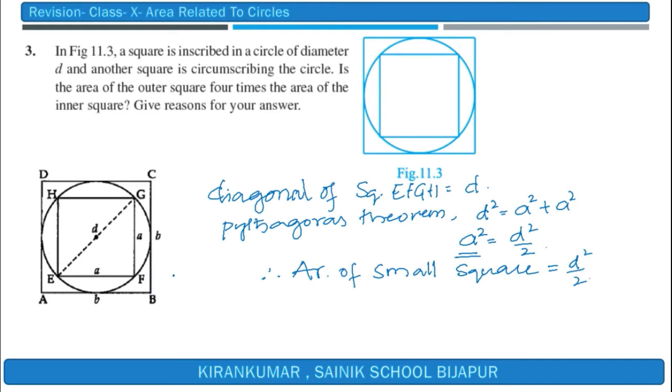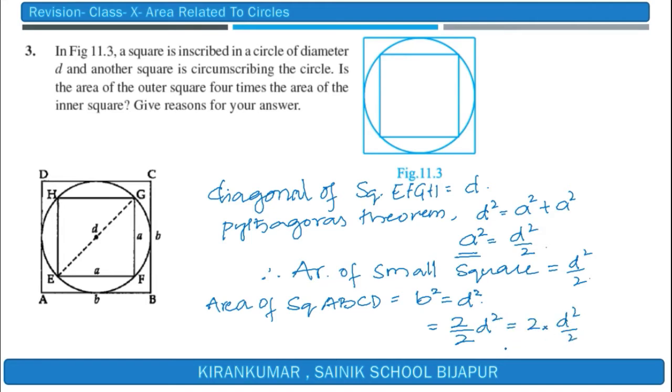Now observe carefully the outer square has got side b units. This side is nothing but the diameter of the circle. So area of square ABCD is b square, which is same as d square. Let me write this d square as 2 by 2 times d square, which is 2 times of d square by 2, which is 2 times of area of small square. So it will not be 4 times, instead it will be 2 times. So the given statement is a false statement.